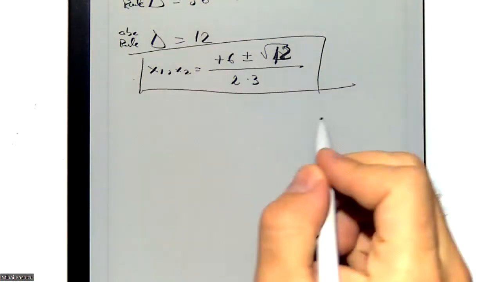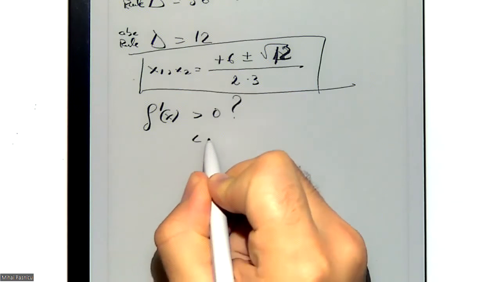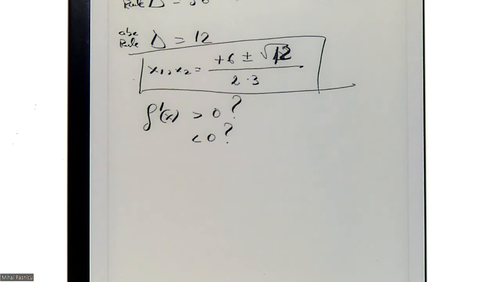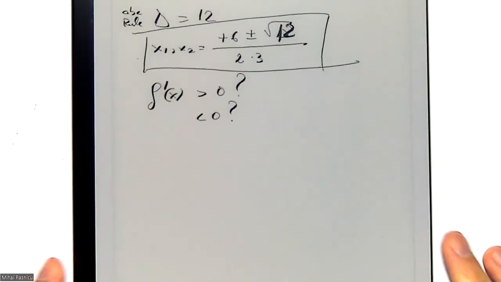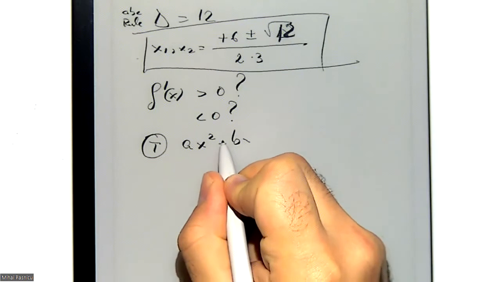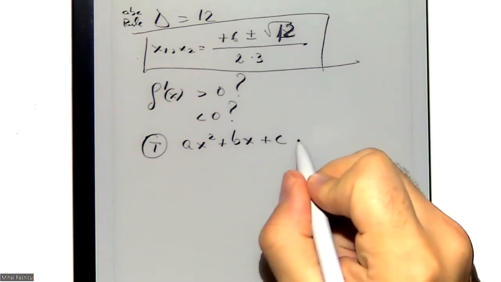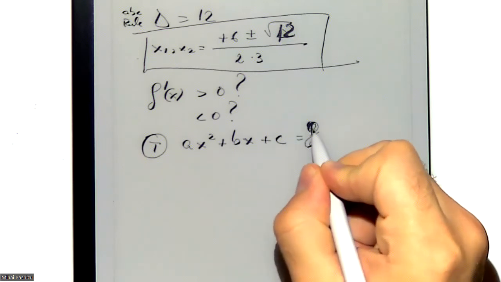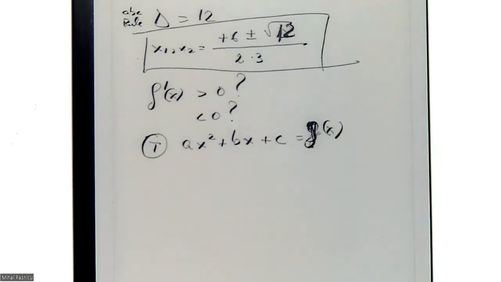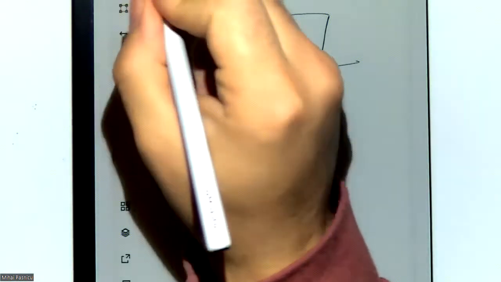So you get these points, and now we still have not answered the question: where is f prime of x positive, and where is it negative? We need this to see where the function is increasing. There are 2 ways. The first is a kind of theorem. If you have something like ax squared plus bx plus c, which is the normal quadratic, which is our case, let's say this is g of x.